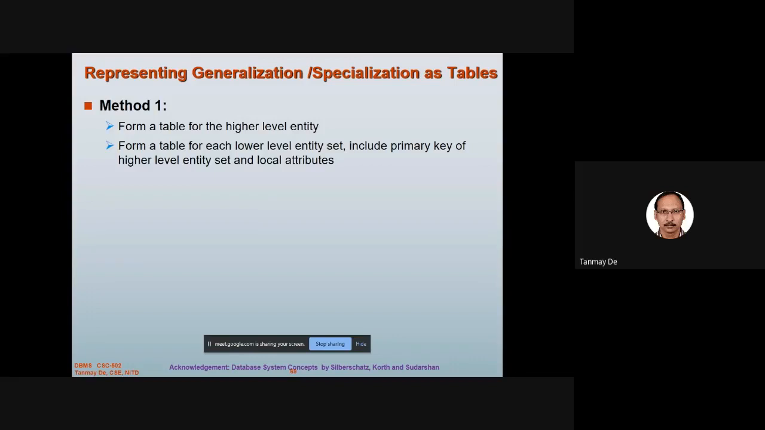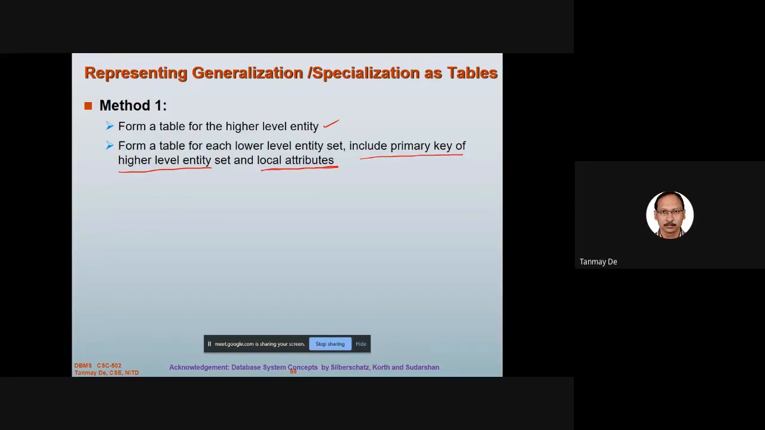Now, how can we represent the generalization or specialization in table form? There are two ways. The first way: we form a table for the higher level entity set, and for each of the lower level entity sets, the table consists of columns that include the primary key of the higher level entity set and the descriptive attributes, that is, the local attributes.